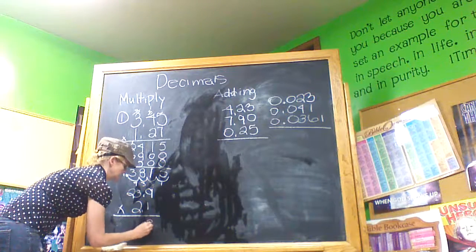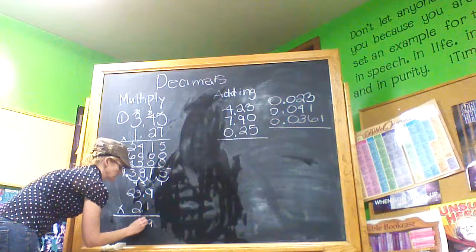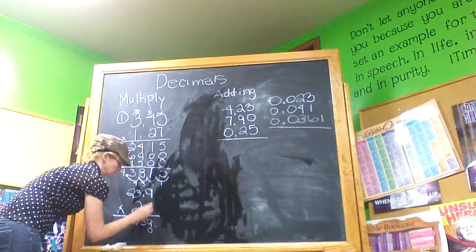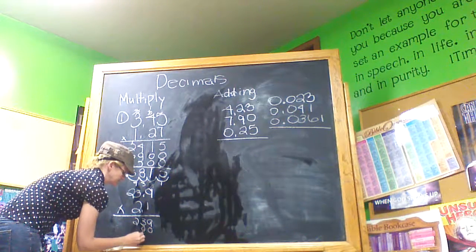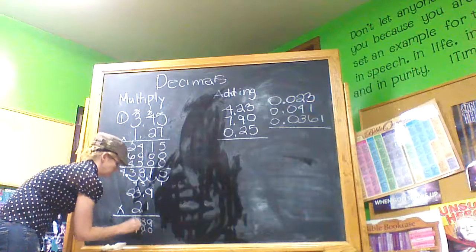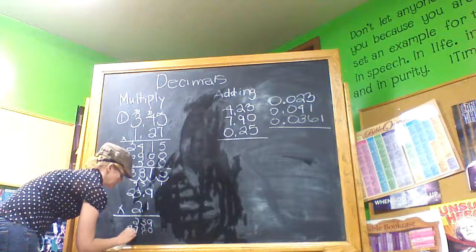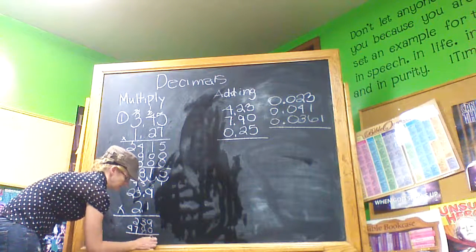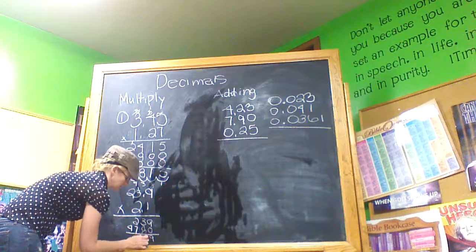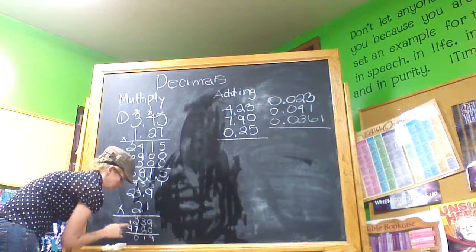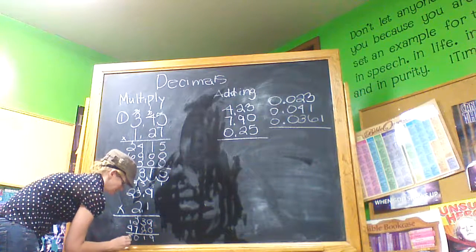We're going to do this one. 1 times 9 is 9. 1 times 3 is 3. 1 times 2 is 2. Leave your place marker. 2 times 9 is 18. 2 times 3 is 6, plus 1 is 7. 2 times 2 is 4. Same thing as before. Add them up. 9, 11, 10, carry the 1 is 5.